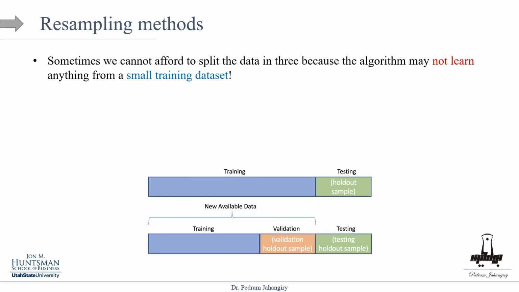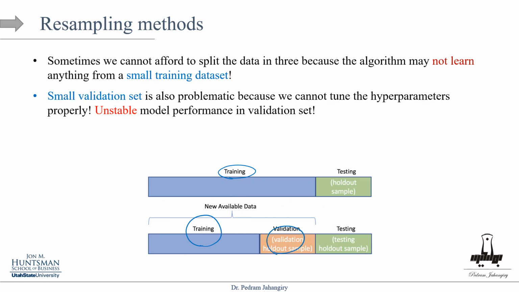We're talking about a small data set that we want to divide into train and validation, right? If the train set is small, the model is not going to learn anything. If the validation set is small, the model is not going to be able to do good hyperparameter optimization. It's not able to tune the hyperparameters properly. And we will see in practice that the model performance on the validation set is going to be very unstable. It means that if you do it for different validation sets, you're going to get very different performance metrics. The variance of the performance metric is going to be large.